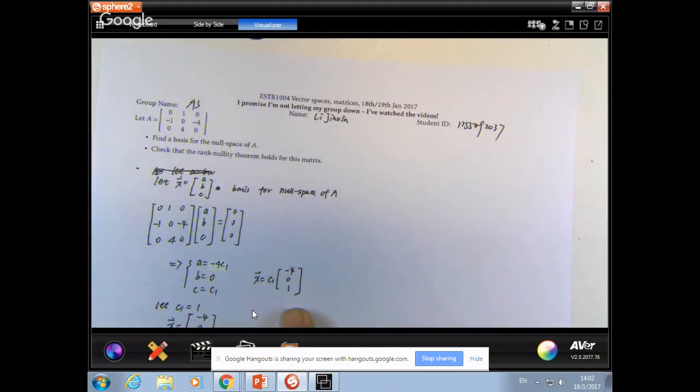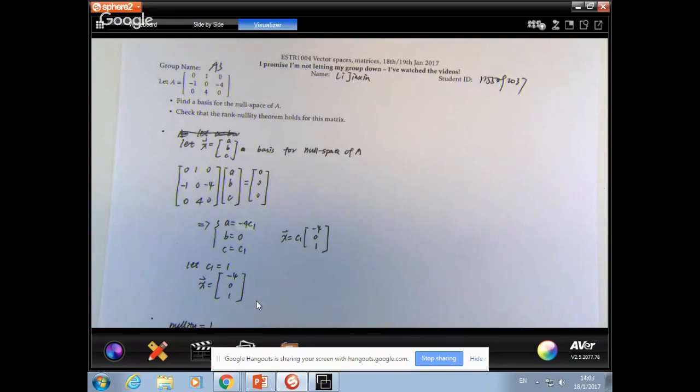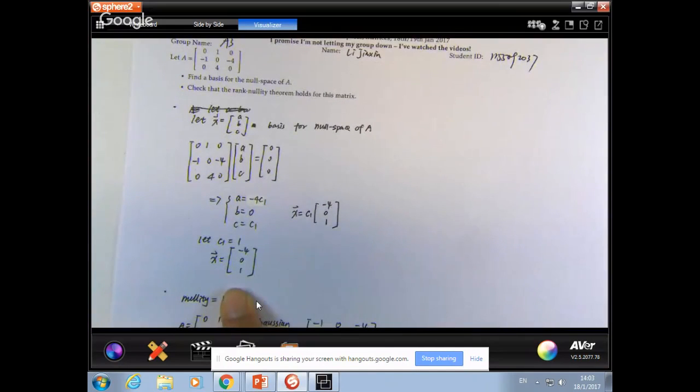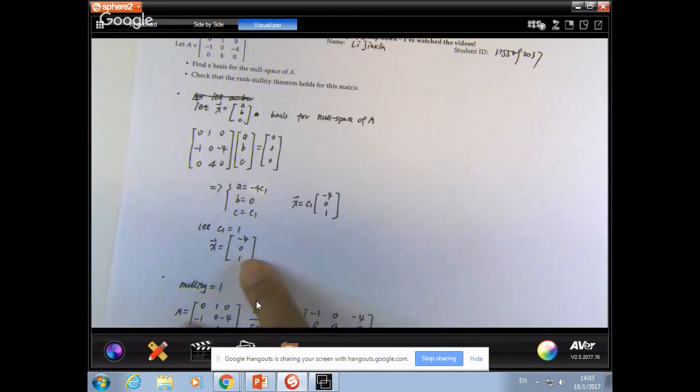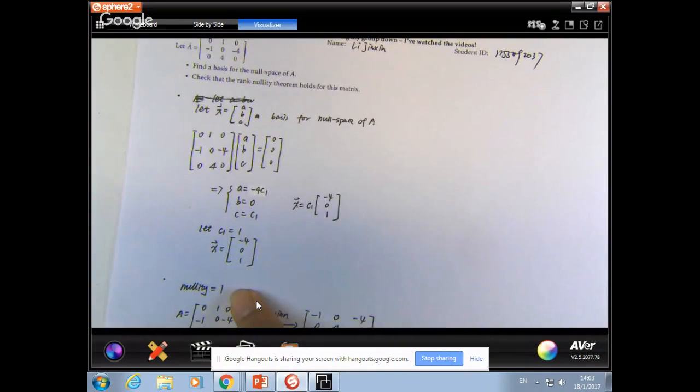So notice that this is a vector space, right? A constant times a vector is a one-dimensional vector space, so it is actually a null space. One choice for a basis for a one-dimensional vector space is, for example, just choose C1 equal to 1, then that is the basis, right? The nullity is just the dimension of the vector space. So therefore, the dimension of the null space, the nullity, is 1, right?